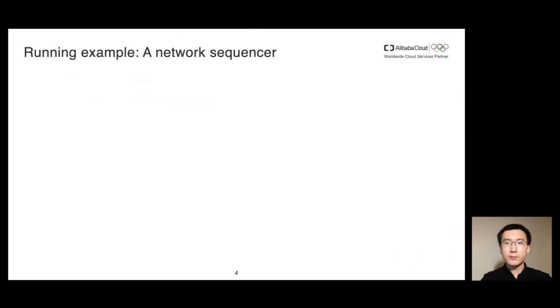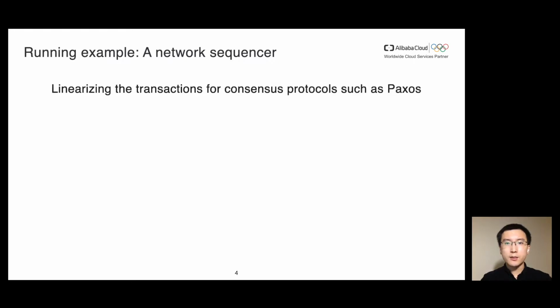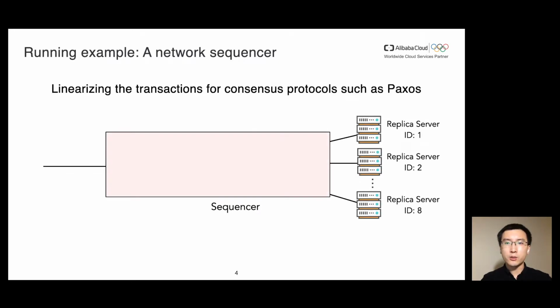We now use an example to show why current data plane programming is hard. This is the network sequencer, which is the critical component for maintaining the linearizability in consensus protocols such as Paxos. Here shows the detail.